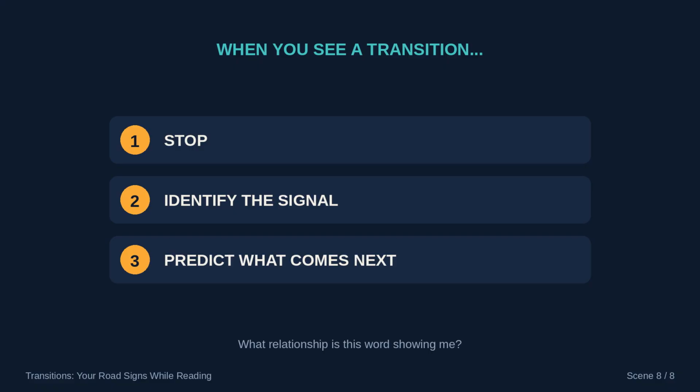And finally, tells us that we are at the last major point. And such as tells you there's an example. The transitions make that organization visible to you.